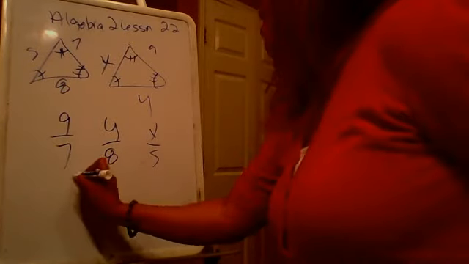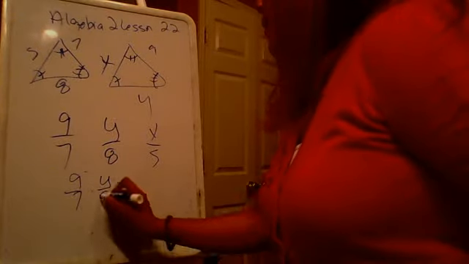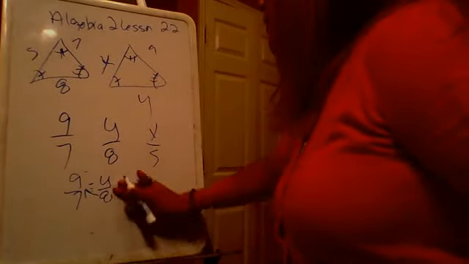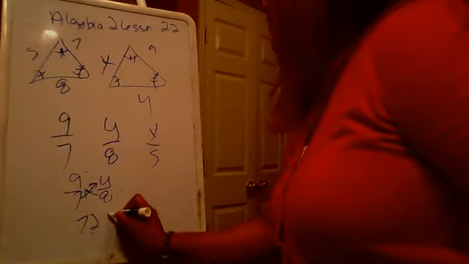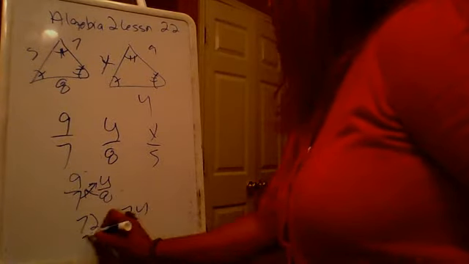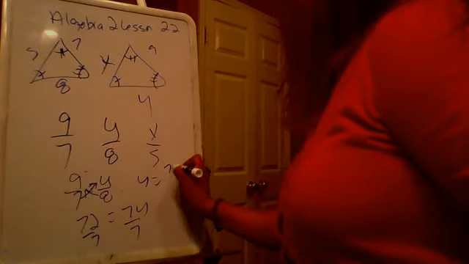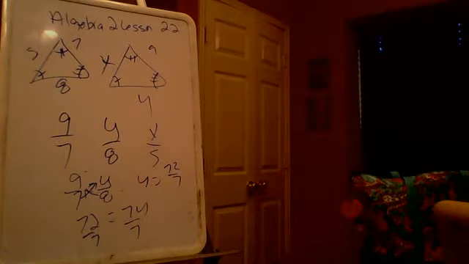So let's solve for y. We have 9 over 7 equals y over 8. If you don't know cross multiplication, you do 8 times 9 is 72. You cross this way, equals 7y. You divide by 7. So y equals 72 over 7.